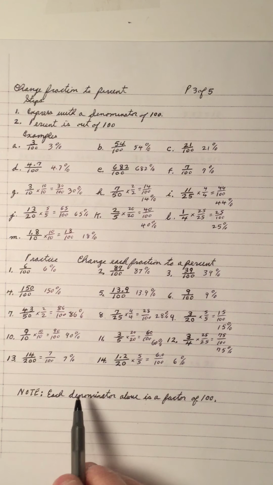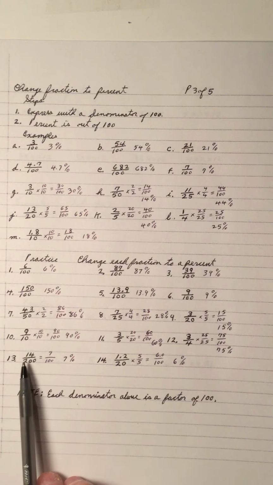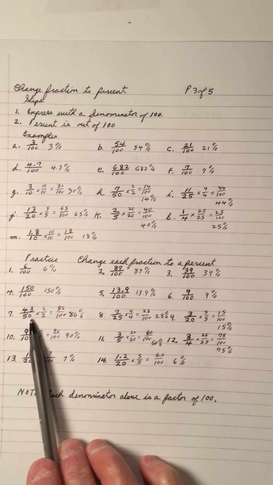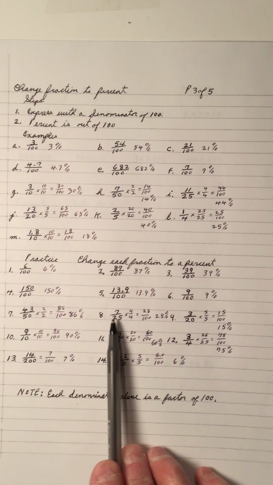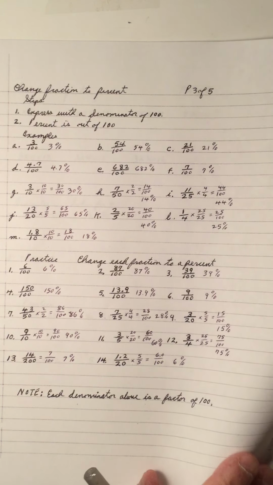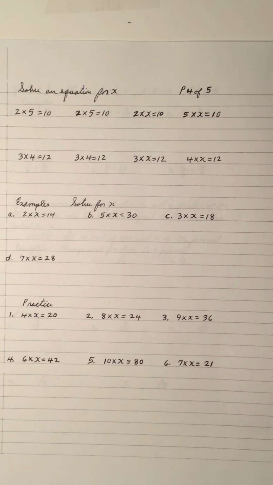Note, each denominator above is a factor of 100. So every one of these denominators we have here is a factor of 100, like 50 is a factor of 100 times 2, 25 is a factor of 100, etc. So when you get a denominator that's a factor of 100, it's easy to work out your percent.